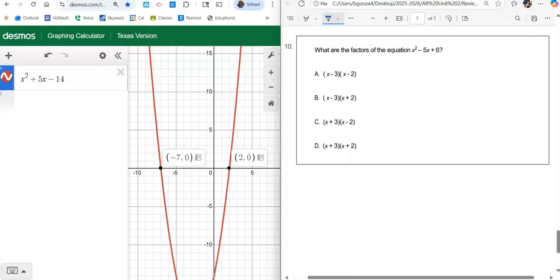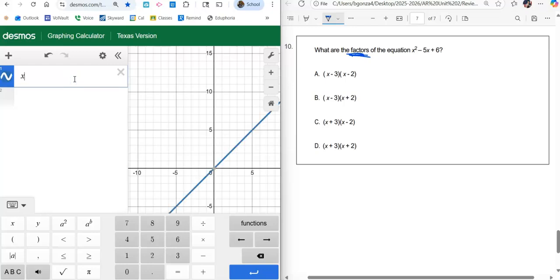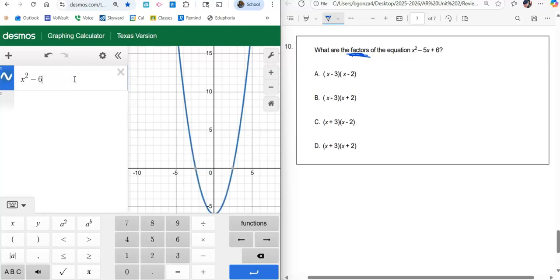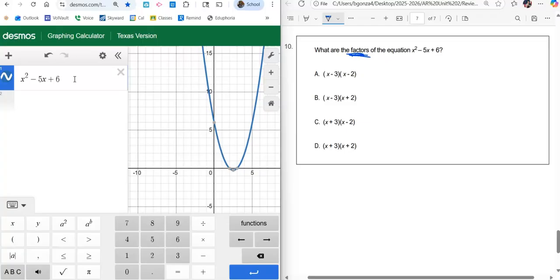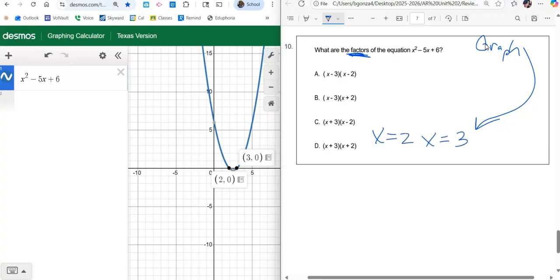Last but not least, number 10, what are the factors of this? So again, factors, this is not solutions. Again, straightforward way, you just graph it. And my two solutions are 2 and 3. So you can, once again, graph it. X equals 2, x equals 3, but you cannot write that down as the answers because these are factors.